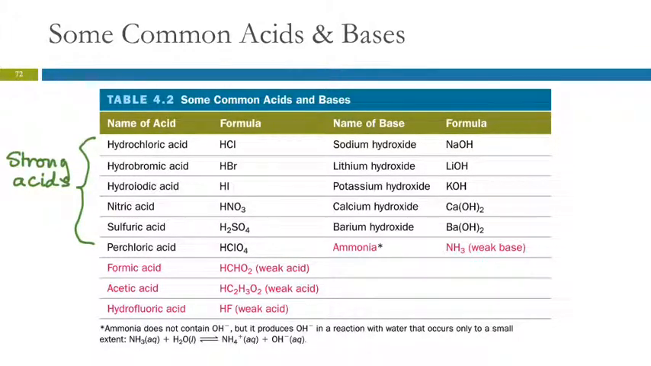Strong acids are strong electrolytes. They separate completely into ions. There are 6 of them. You just memorize them. What helps a little bit is that these 3 are all in the same family: chlorine, bromine, and iodine.